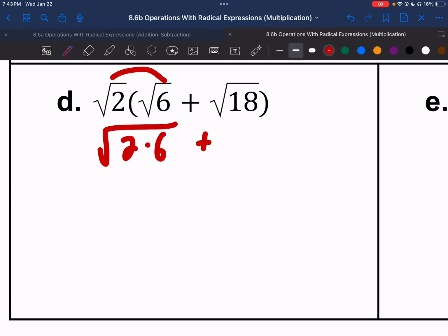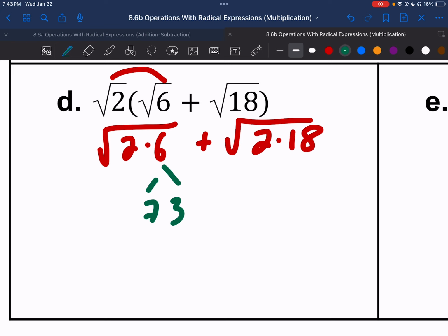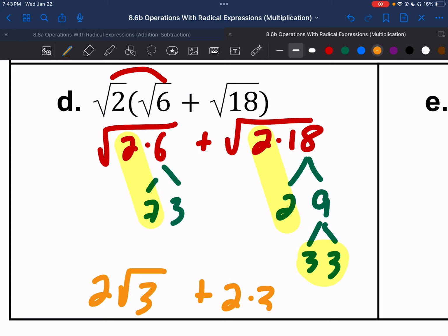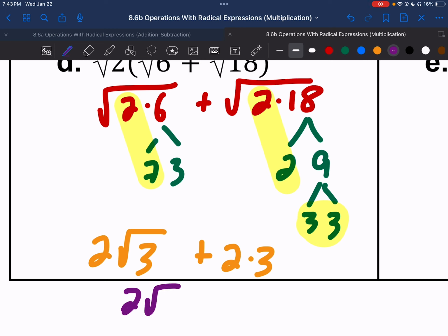plus, we have the square root of 2 times 18. 6 breaks up into 2 and 3. 18 breaks up into 2 and 9. And that's 3 and 3. So my common factors, I have a pair of 2's, and I have a pair of 3's. So we have a 2, what's left inside is square root 3, plus we have a pair of 2's and a pair of 3's. What's left in the radical? Nothing. So we get 2 root 3 plus 2 times 3 is 6.